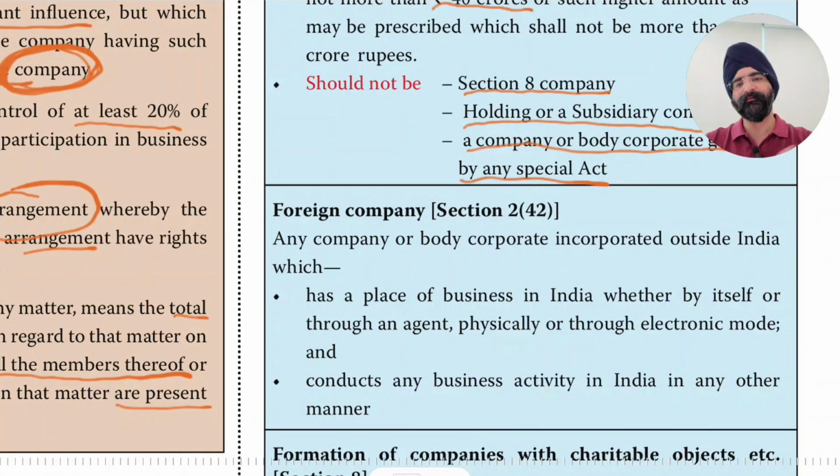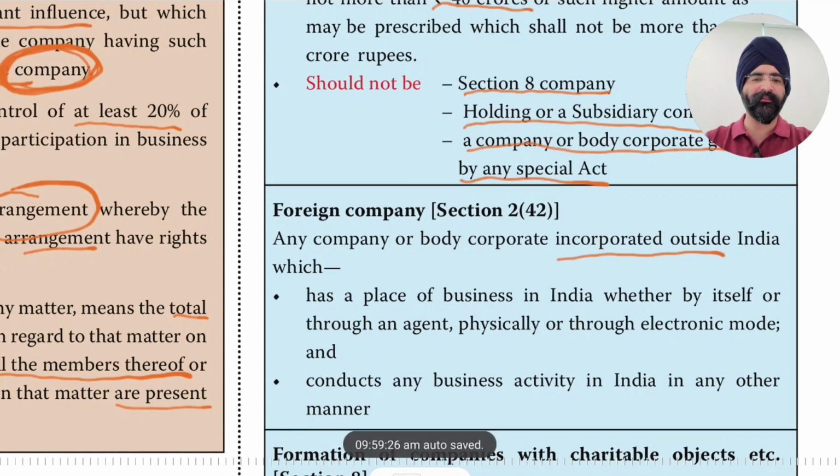Next is foreign company, Section 2, subsection 42. What is a foreign company? Any company or body corporate incorporated outside India. So it is incorporated not in India, outside India, but it has a place of business in India, whether by itself or through an agent, physically or through electronic mode, and conducts any business activity in India in any other manner.